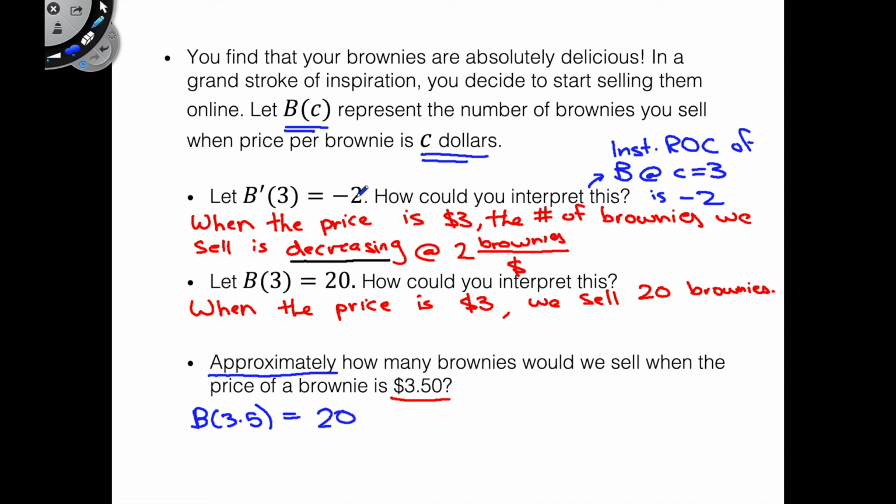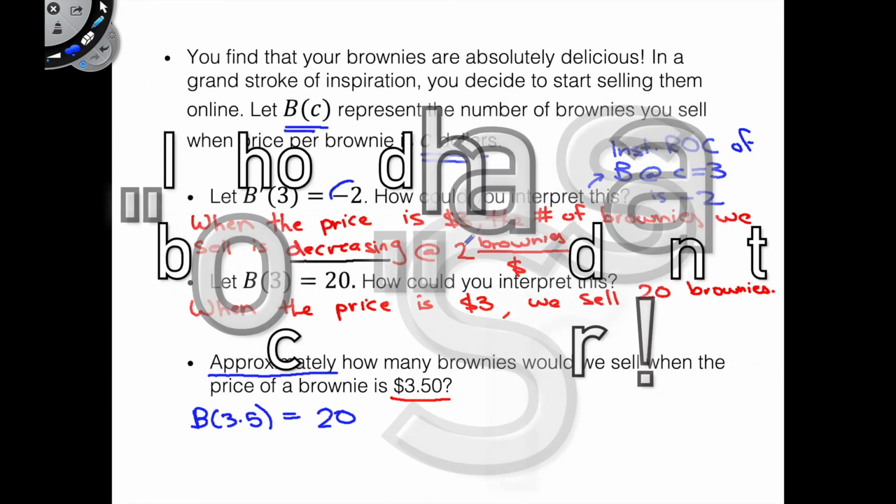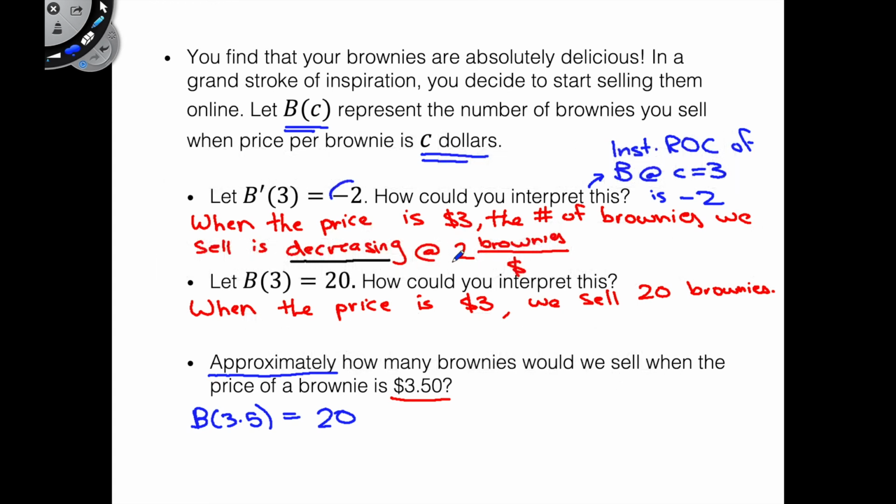And now notice here, what does this thing tell us? Well, that tells us that when the price is 3, the number of brownies we sell is decreasing at 2 brownies per dollar. So in other words, if we were to change the price ever so slightly around this $3 mark, maybe $3.50, $4, even $2.50, something like that, the number of brownies sold is approximately going to decrease at 2 brownies a dollar. Let's throw that in there now. So we're decreasing by 2.